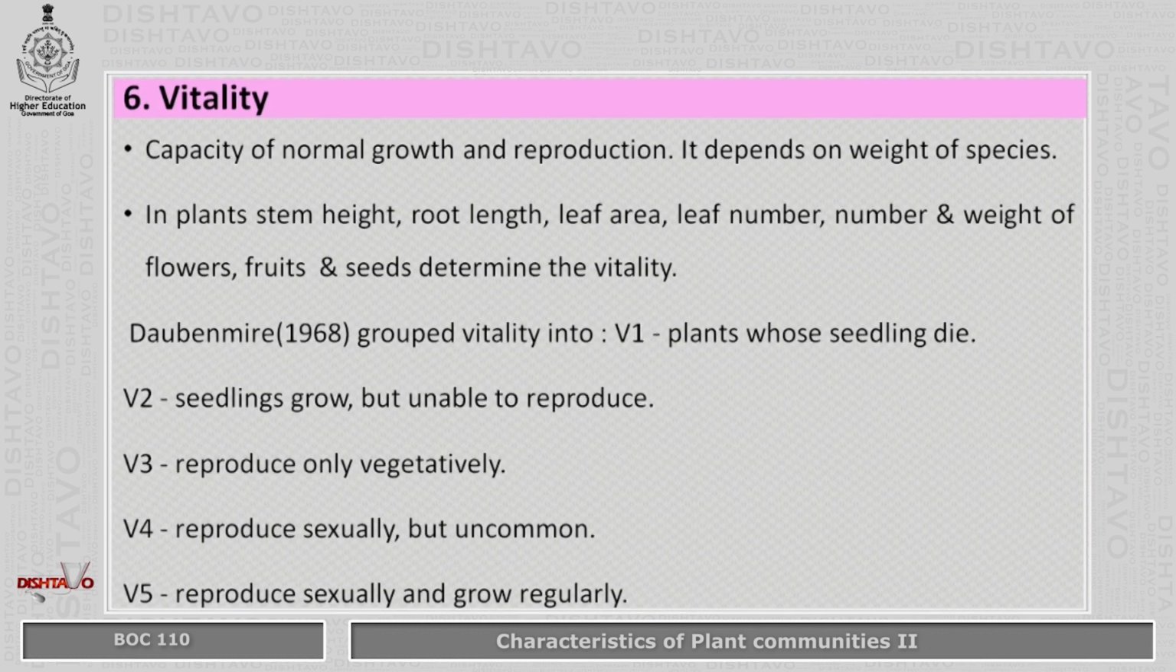Now, Daubenmire in the year 1968 grouped vitality into 5 categories: V1, V2, V3, V4 and V5. V1 are the plants whose seedlings would die. V2, seedlings grow but they are unable to reproduce. V3 is they would reproduce only vegetatively, and V4 is reproduce sexually but they are uncommon. And V5 wherein they would reproduce sexually and grow regularly.